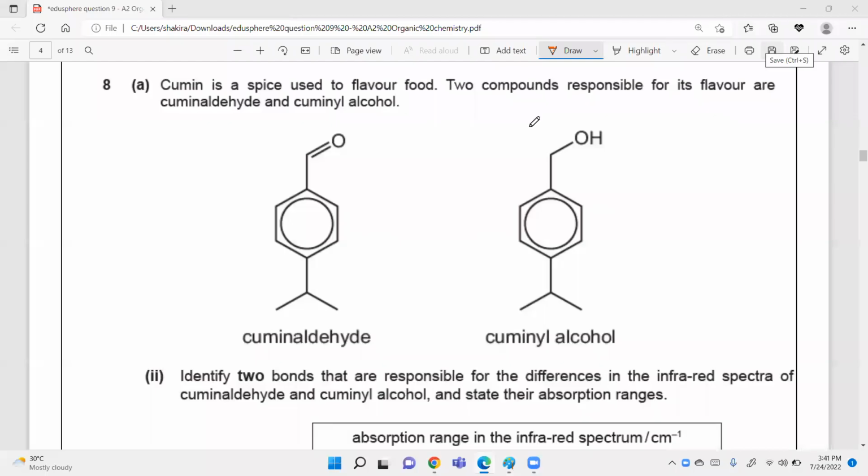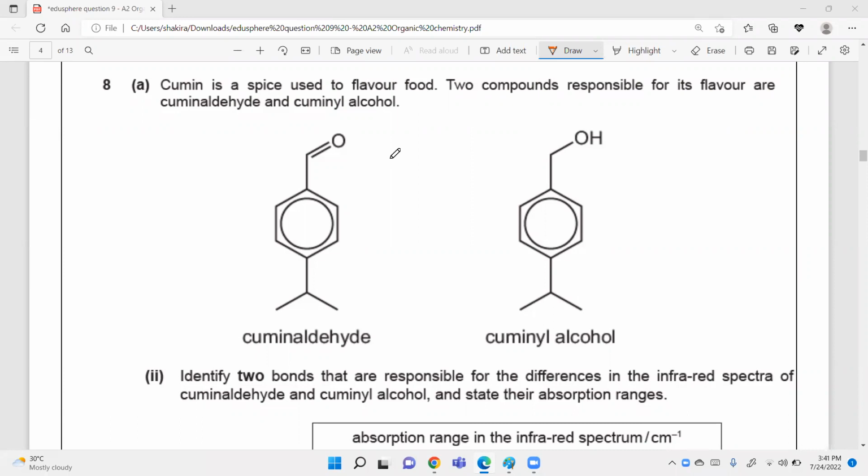This question is again about benzene-related compounds. Cumin is a spice used to flavor food. Two compounds responsible for its flavor are cinnamaldehyde and cumenoyl alcohol. The structures are given.